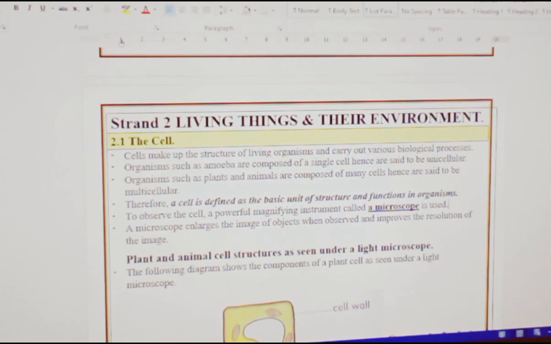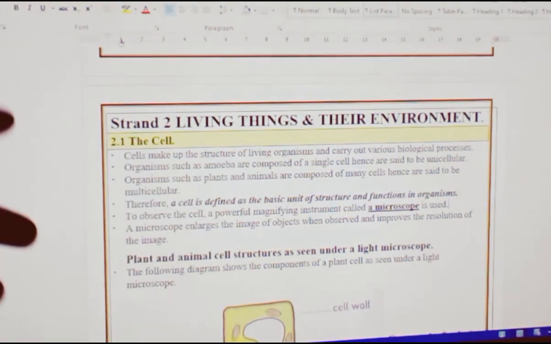Organisms such as plants and animals that are composed of many cells, they have multiples of cells in their body. They are said to be multicellular, coming from the word multiple, many cells. So the plants and animals have a number of these cells. We refer to those living things or organisms as multicellular.